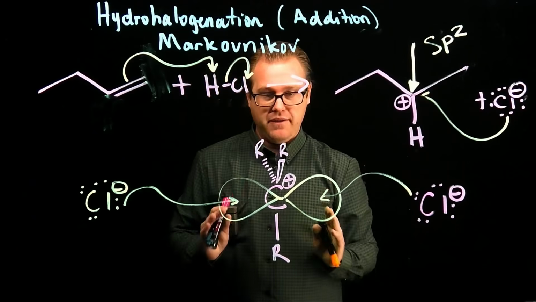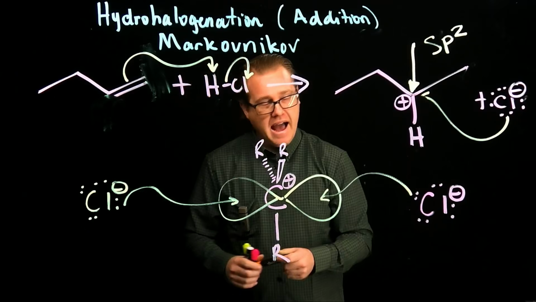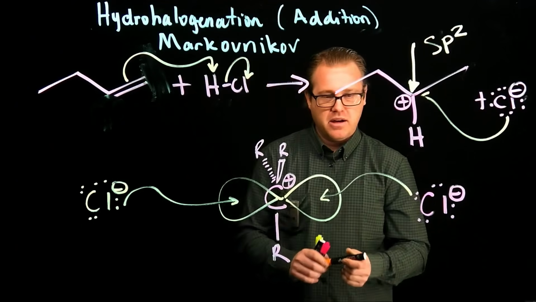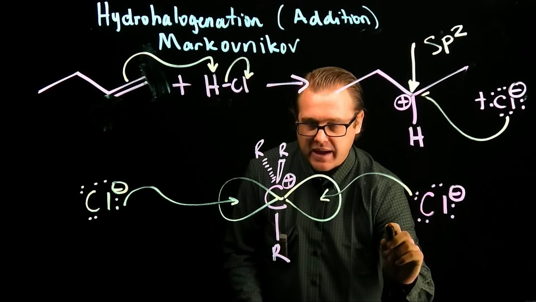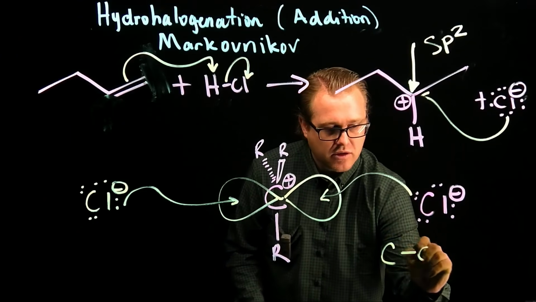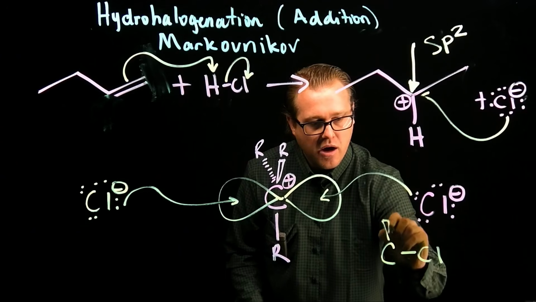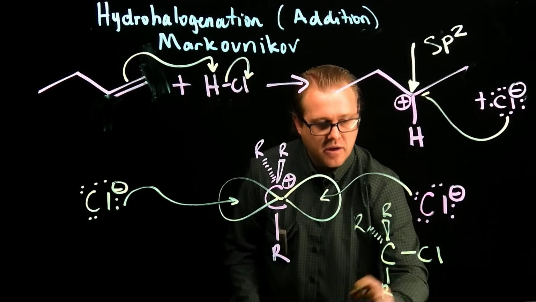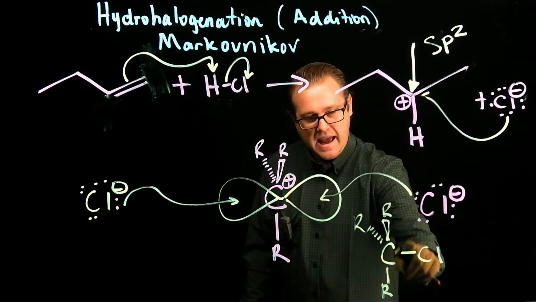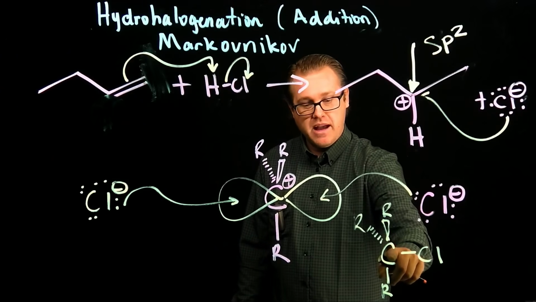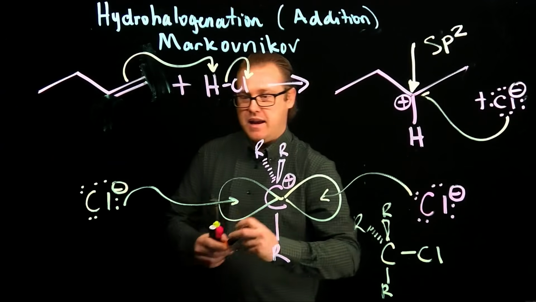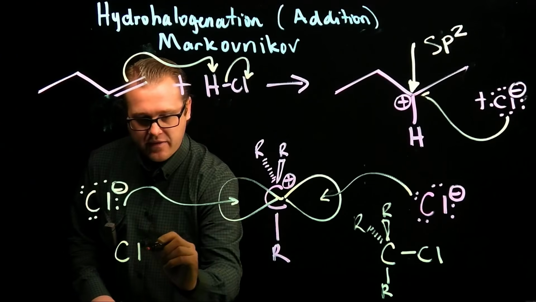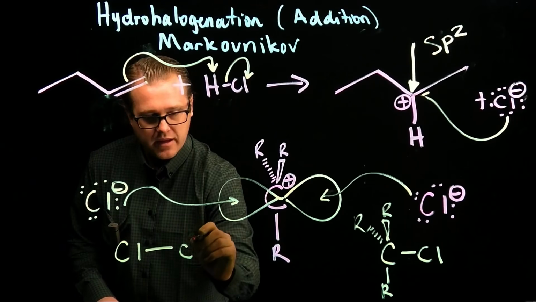They're both equally favorable. And so what happens is if it attacks from the right side, what product are we going to get? We would get something that looks like this. The chloride, we would have our R group, and another R group. And so that would have a different stereochemical outcome than if it approached from this side. And so if it approached from this side, we would have a product that looks like this.